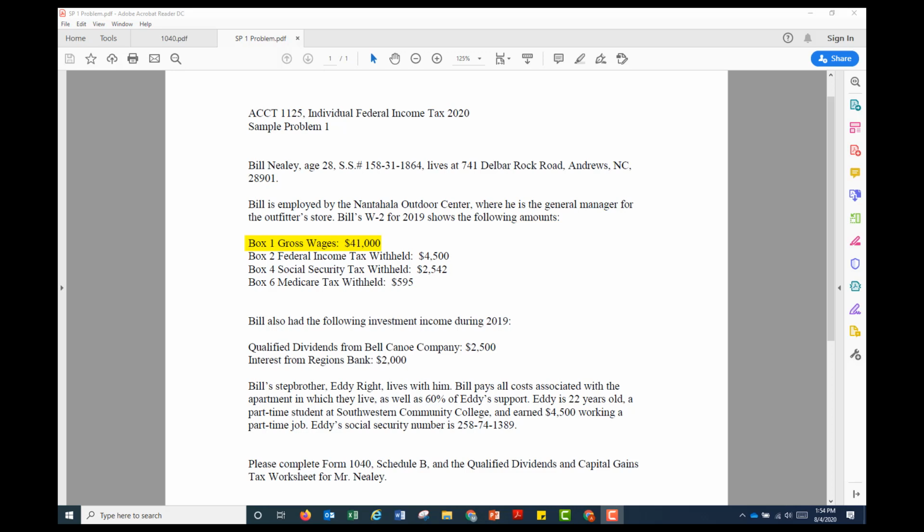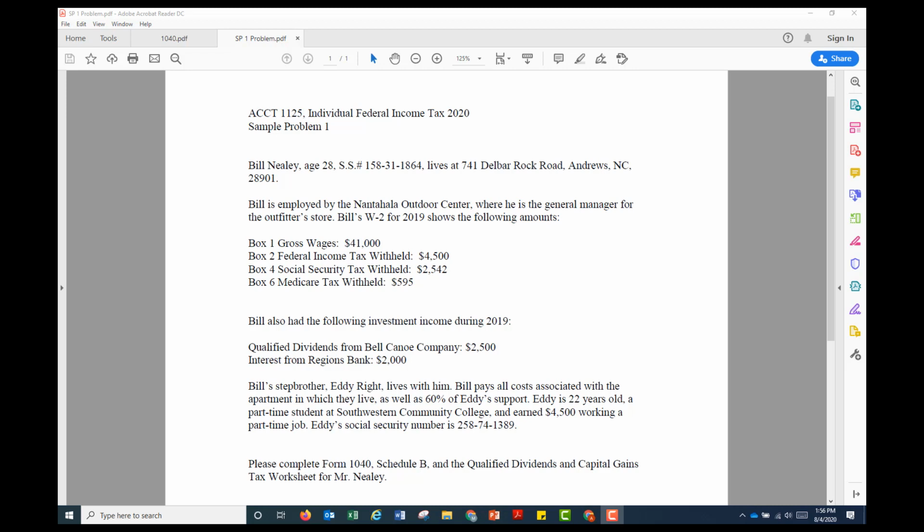Let's think about this. This is income. Income is from whatever sources derived. Here it's gross wages, it's salaries, wages, tips, compensation. And where does that go in Form 1040? Income goes from line 1 through 7A. This would go on line 1. So let's note it.